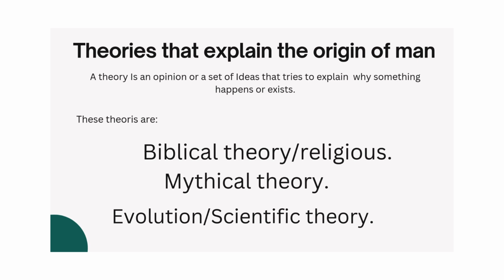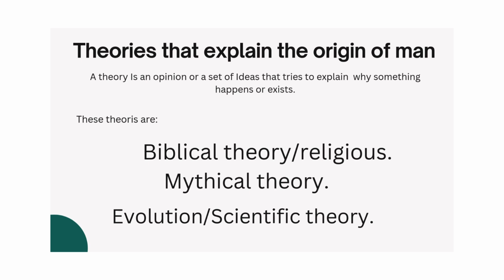So in short, these theories are trying to explain. What are we trying to explain? We are trying to find out the origin of man. We are trying to find out why man existed. And in grade 7, you are taught about 3 theories. The first theory is called, learn with me, let's go.